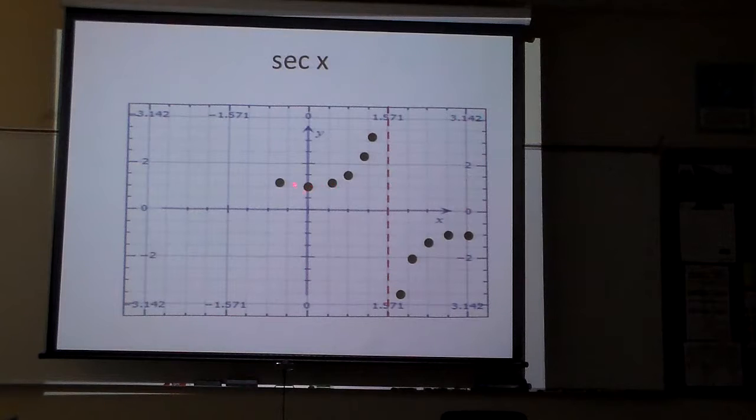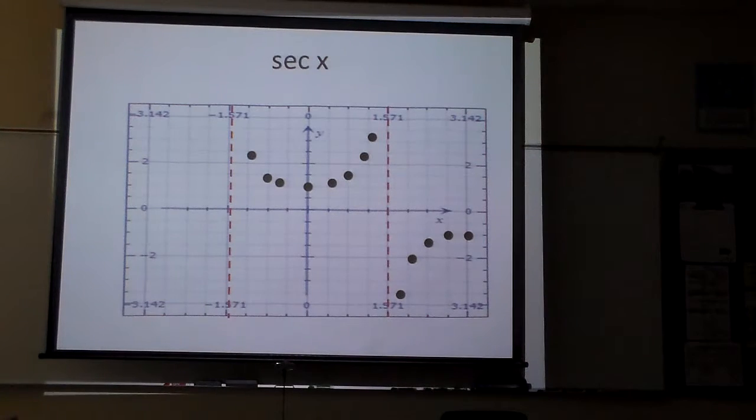Notice my value is positive. And in quadrant 4, as I use a negative pi over 6, I have a value a little bigger than 1. Actually, negative pi over 4 is positive square root of 2, which would be decimal 1.414, about right there. And then as we move to negative pi over 3, that should be at positive 2.